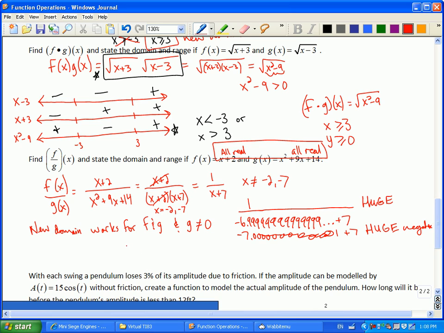So the range is y greater than 0 and y less than 0, or you could simply just put y is not equal to 0 for the range.